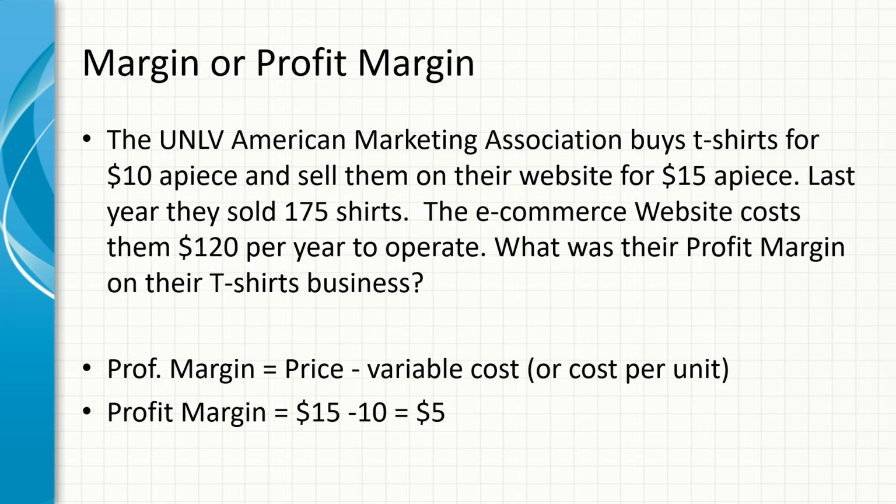Margin, or profit margin. The American Marketing Association buys t-shirts for $10 and sells them for $15 a piece. And so what's the profit margin? The profit margin is the price that they charge minus the variable cost or the cost per unit. In this case, it's $15 minus the $10. And so their profit margin, or their margin, is $5 per shirt. That is, the UNLV AMA makes $5 for every shirt they sell in terms of profit.